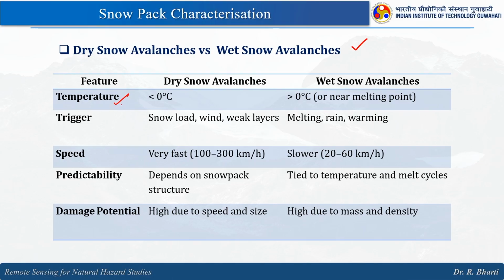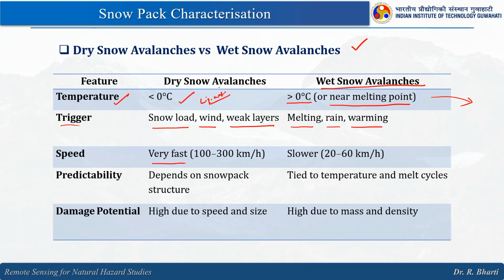So, here you can see the temperature in dry snow is less than 0 degrees Celsius. So, that is why there is less chance of having liquid water here, right. And when we talk about the wet snow avalanche, here the temperature is greater than 0 degrees or near melting point. That is why this dry snow will become wet snow and move towards melting. The triggers: snow load, wind and weak layers can trigger the dry avalanche. Here, when we have a wet snow avalanche, melting, rain and warming can affect the process.